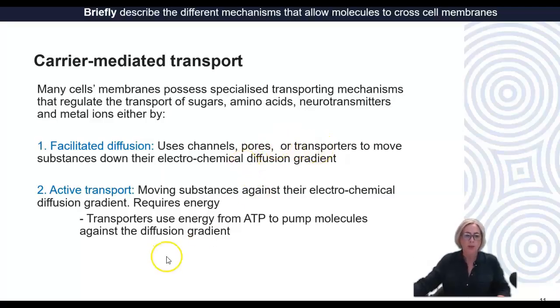Active transport, on the other hand, describes the movement of substances against their electrochemical diffusion gradient. And of course, this is going to require energy, right? So the transporters use energy from the breakdown of ATP to pump molecules against this diffusion gradient, so to pump molecules from an area where they're low in concentration to an area where they're high in concentration.